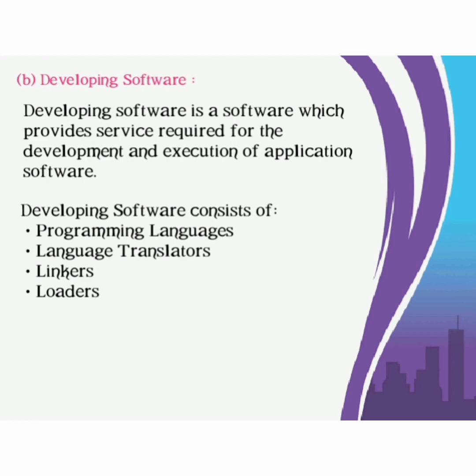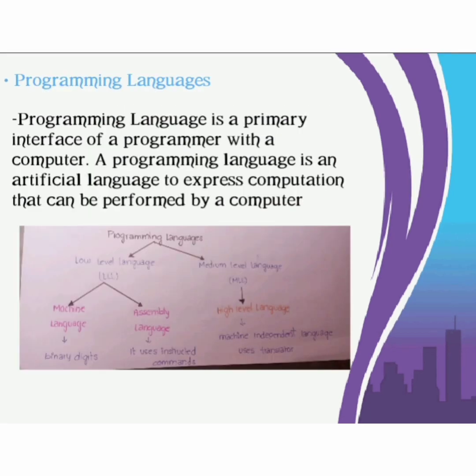Developing software is software which provides services required for the development and execution of application software. Developing software consists of programming languages, language translators, linkers, and loaders. Programming languages. A programming language is the primary interface of a programmer with a computer. It is an artificial language to express computation that can be performed by a computer. Programming languages are of two types: low level language and medium level language. Low level language contains machine language and assembly language.